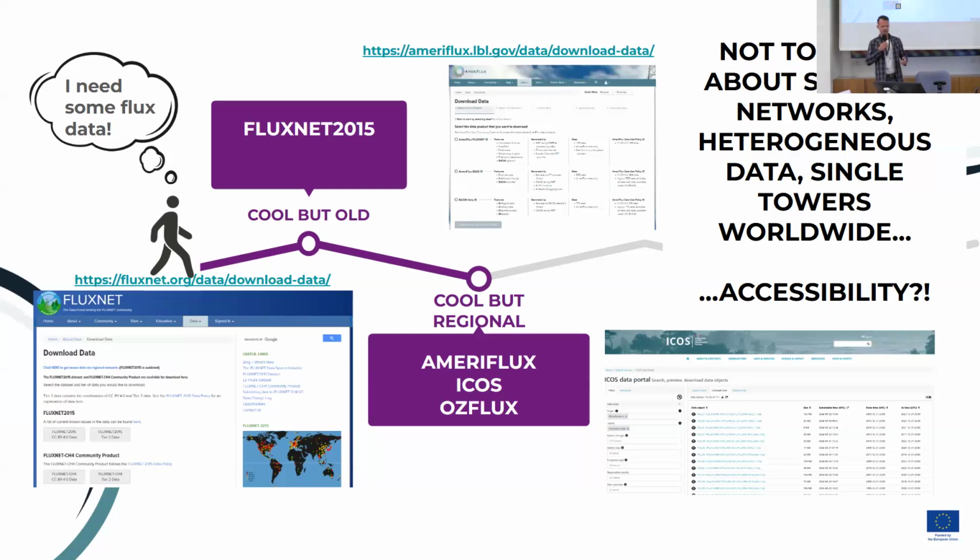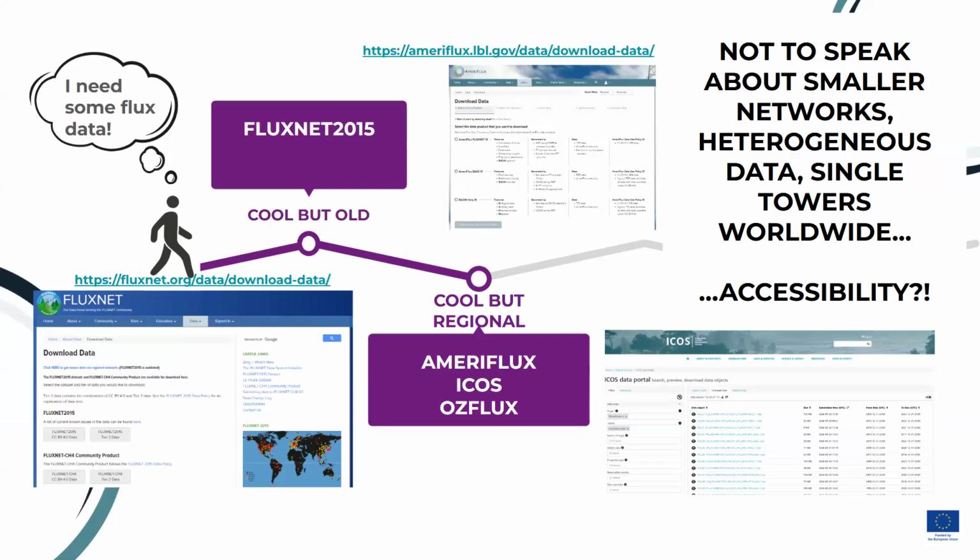Then they find AmeriFlux, ICOS, and OzFlux, that are the three bigger networks, research infrastructures or monitoring networks worldwide in the US, in Europe, and in Australia. They have more updated FluxNet-like data sets because they understood the importance of updating our data sets, but this was not a homogeneous effort. And then our user needs something more.